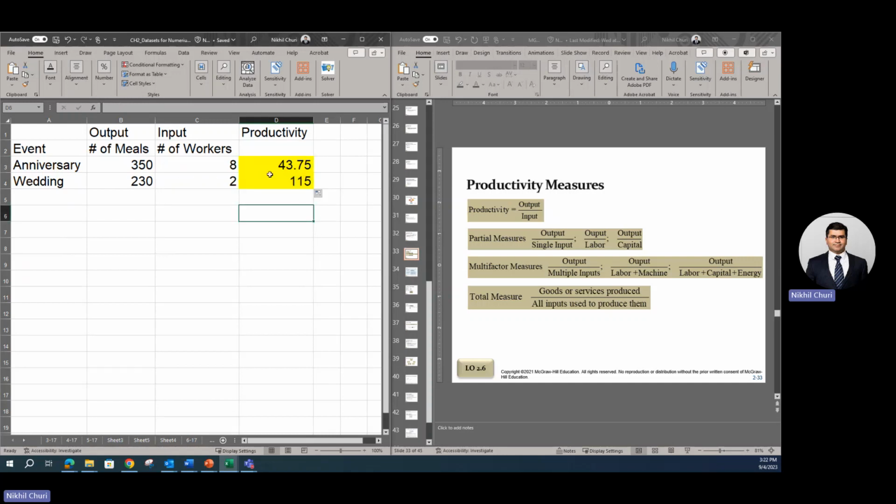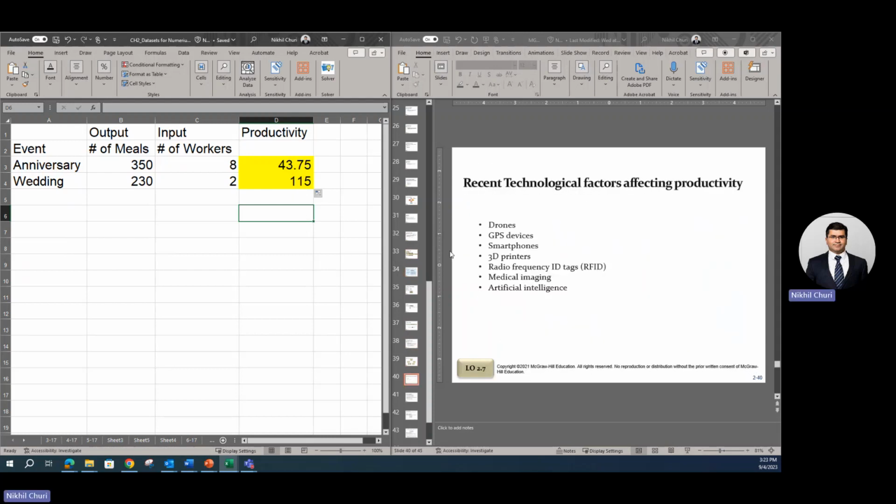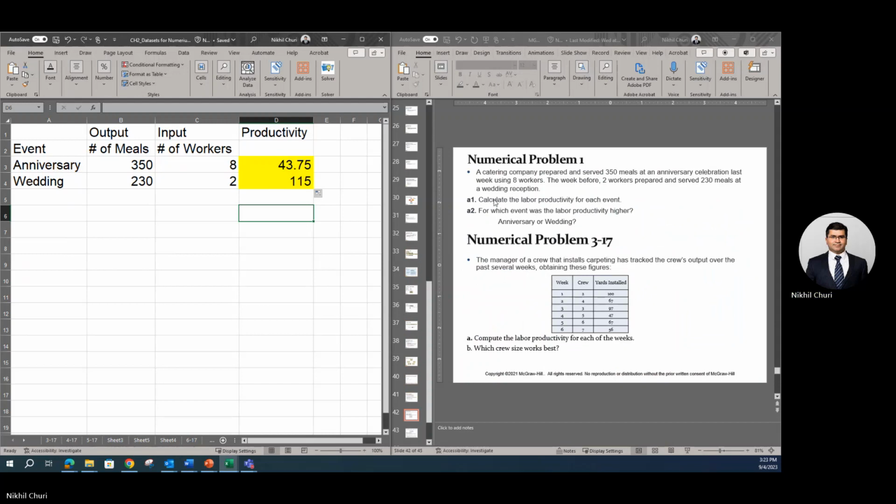Obviously, if we look at the numbers, assuming everything else was the same, definitely the workers at the wedding were much more efficient. So that's my answer over here. Going back, calculate the labor productivity for the anniversary and wedding. So definitely, this is my answer. The labor productivity was higher for the wedding, and this is the number. So this is the first problem.